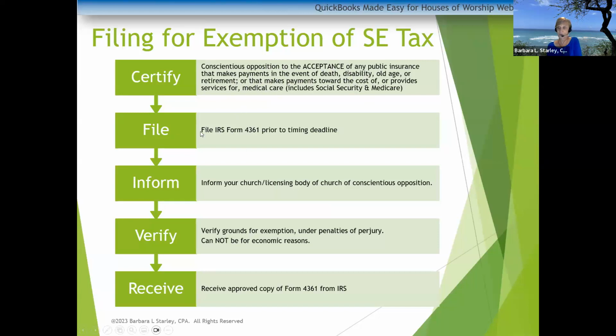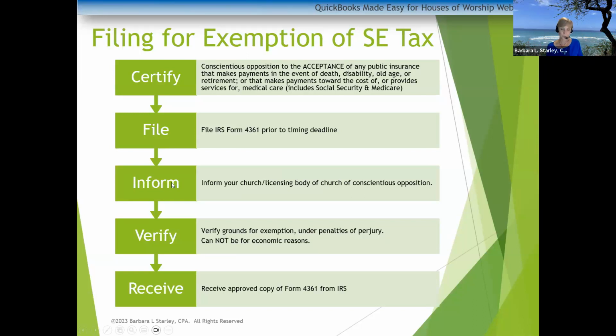When you file with the IRS, it has to be done in a timely manner. The timing deadline is the due date of the tax return after you have had $400 paid to you in ministerial compensation in 2 years. Those 2 years don't have to be consecutive. So if you worked for a church a few years ago, made more than $400, then went out in the secular world, and now you came back and you're working again, and you're going to make $400, that old income counts towards that timeline.